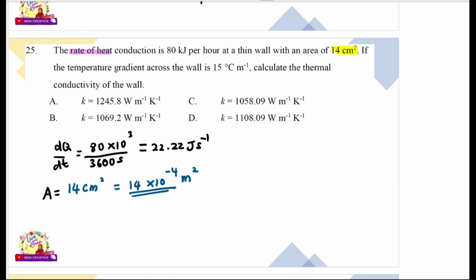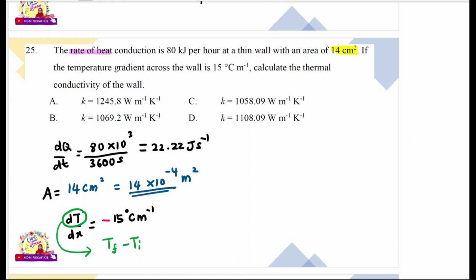Alright, so given that the temperature gradient dT over dx is equal to berapa tu? 15 degrees Celsius per meter. Jadi untuk temperature gradient ni saya akan letak negatif. Kenapa saya letak negatif? Okay, cuba awak ingat semula. dT ini adalah T final minus T initial.